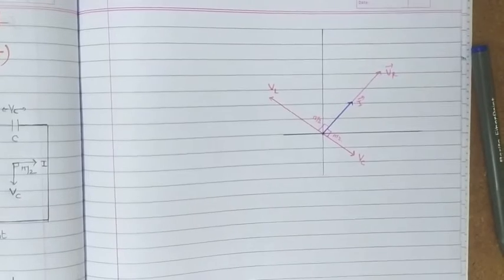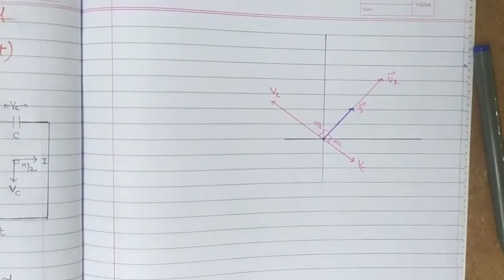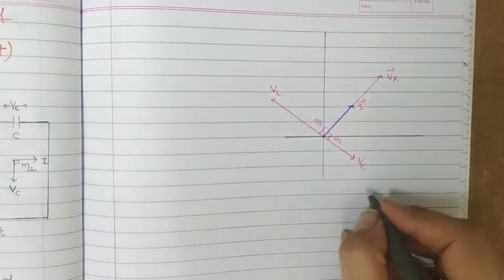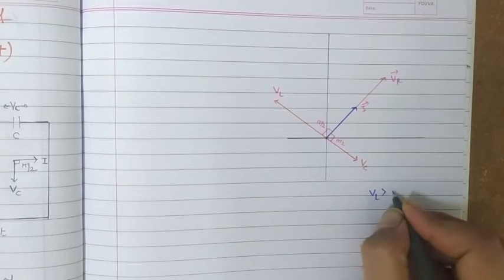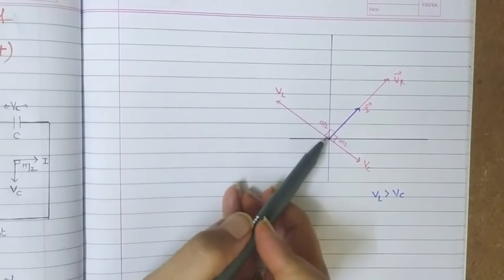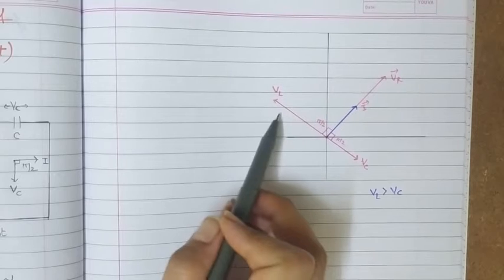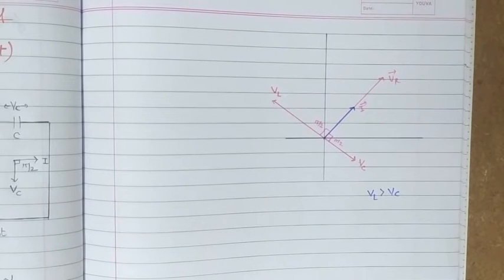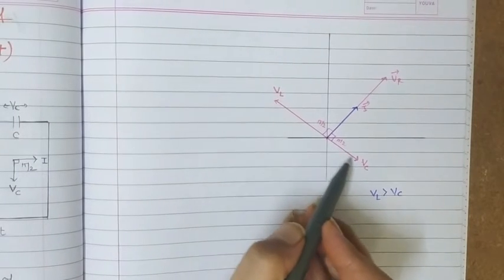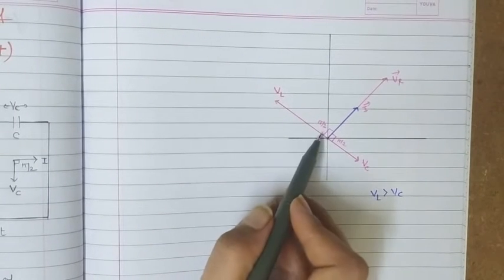But now this diagram I have made is for the condition that VL is greater than VC. I make this phasor longer in comparison to this one. So VL is greater than VC. If there is a condition like VL less than VC, that is also possible. In that case the phasor for VC will be longer and VL is smaller.